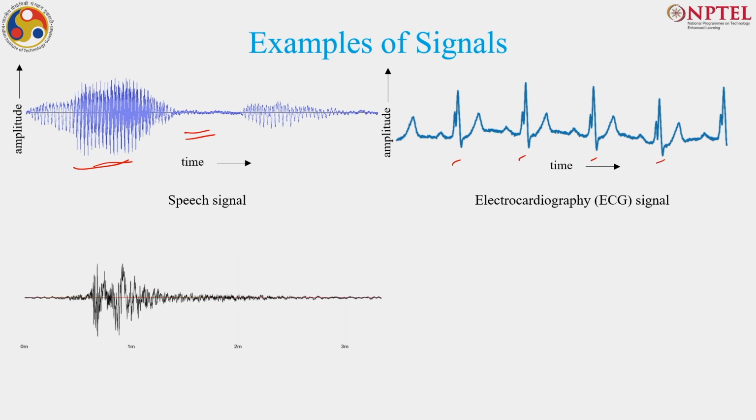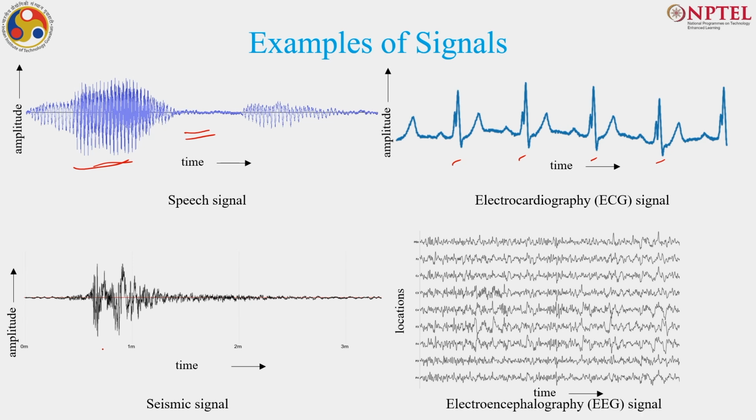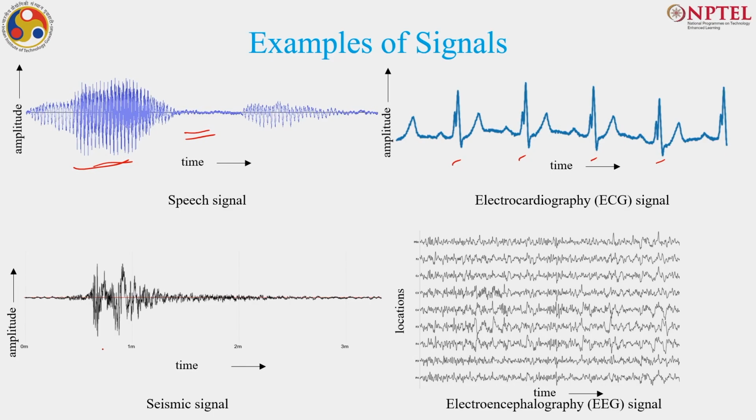Another example is the seismograph signal or seismic signal, which is a measure of the vibrations of the earth's surface. And similarly, we also have signals which are multi-channel, like our EEG signal or the brain signals, which are capturing the information about our thought process, about the condition of the brain. And this is just the tip of the iceberg. So, there are many examples of signals which make signal processing a very useful topic, not only for electrical sciences, but across a lot of disciplines.